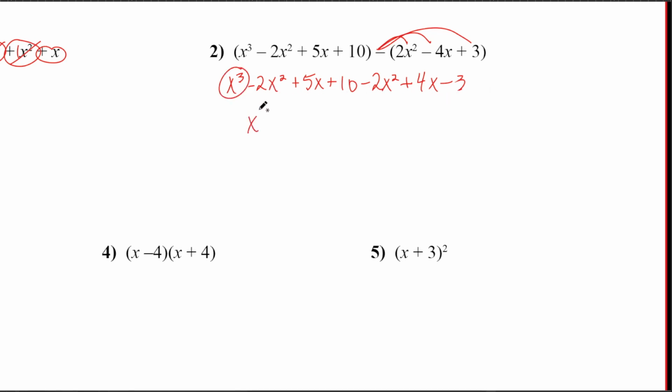So I just write down x cubed. What's the next one? It's x squared. So I've got a couple of those. I've got this minus 2x squared, and I've got this minus 2x squared. If you need to write it off to the side, do it. It's negative 2 minus 2. So you should be able to do that in your head. What's negative 2 minus 2? Add a line, change the sign. It's negative 4x squared.